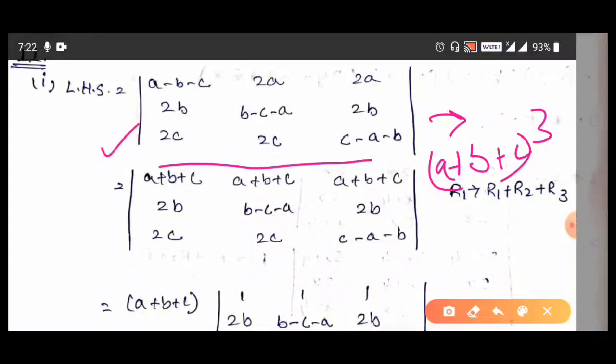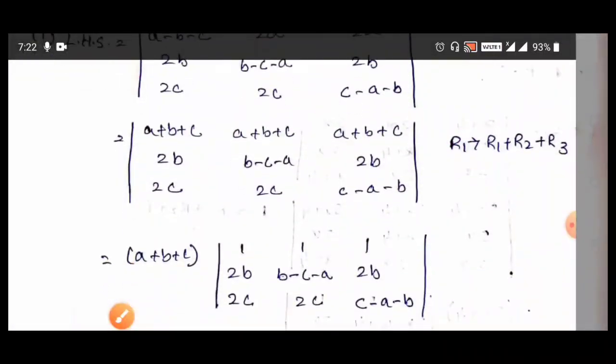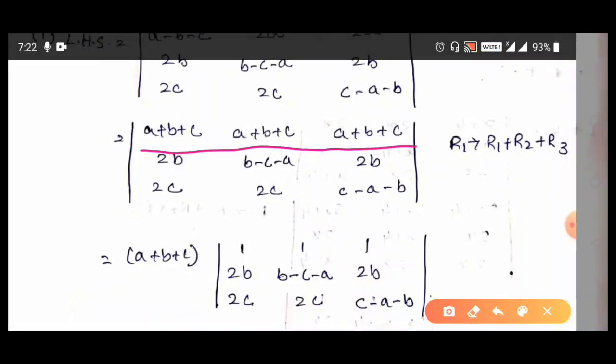Now see, look at the first column, second column and third column. If we add these three elements, we will get a plus b plus c. Here also if we add these three elements, we will get a plus b plus c. Here also a plus b plus c. So to get a plus b plus c, we have to add row 1, row 2 and row 3. So here we have written row 1 replaced by row 1 plus row 2 plus row 3. So in this way, in the first row, we will have a plus b plus c.